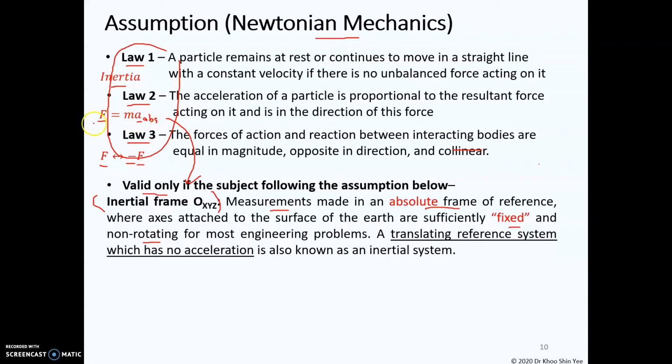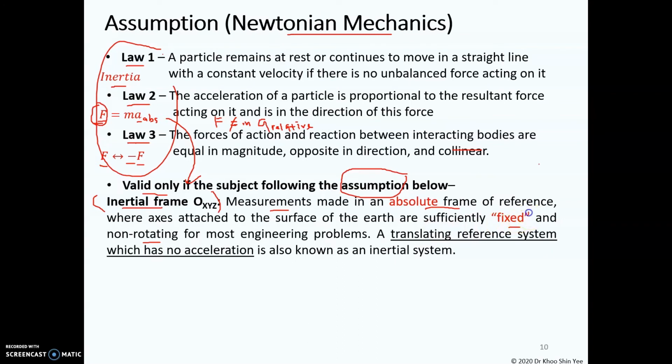So in this case, when you determine the force by using the F equals ma formula, then you can find a valid force. If you find the acceleration from a non-inertial frame, in this case the frame can rotate or translate, so you obtain the acceleration in terms of relative acceleration. Then the force that you obtain from the relative acceleration will not be valid. So it's very important that you follow the assumption where the measurement must be made in the inertial frame to obtain valid results in Newtonian mechanics.